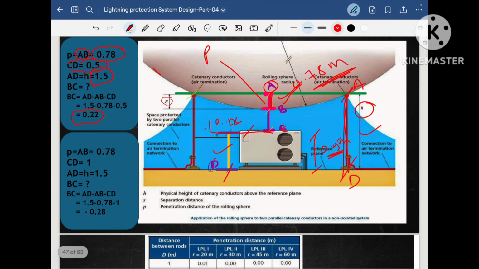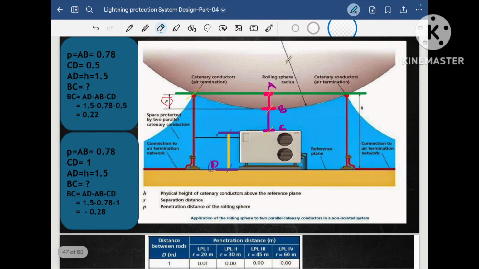Now consider our equipment is not 0.5 height, but it is 1 meter height. In the same way, we will calculate BC. We will come to know our BC value is minus 0.28. It means our equipment is clashing with the penetrating distance. It means our equipment is exposed to the lightning strike. Hope you are very clear with this point. I have given you both examples.